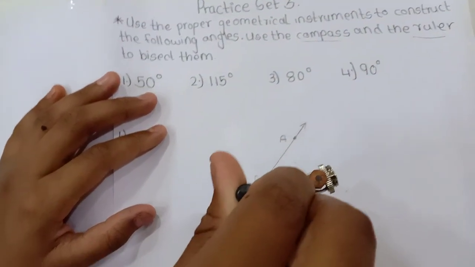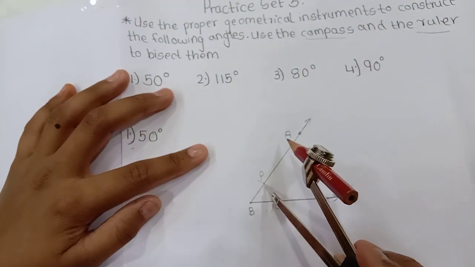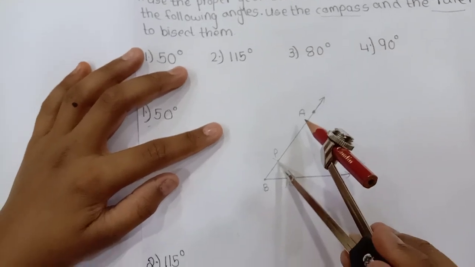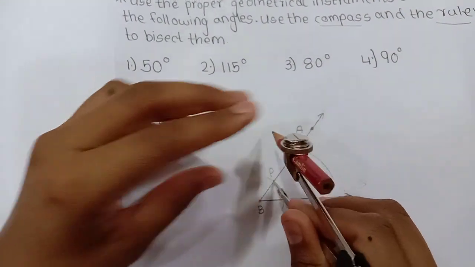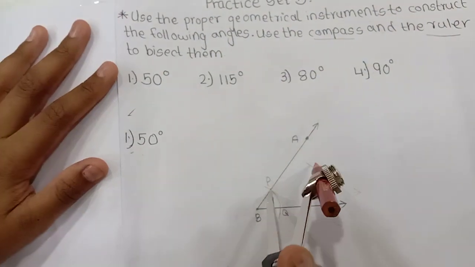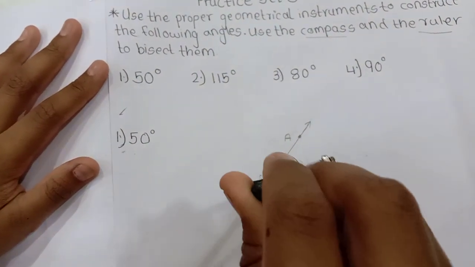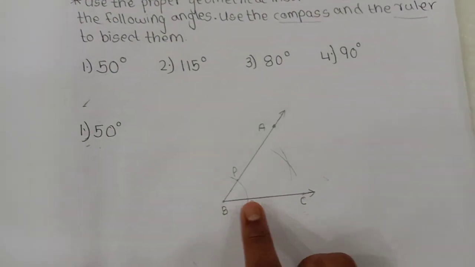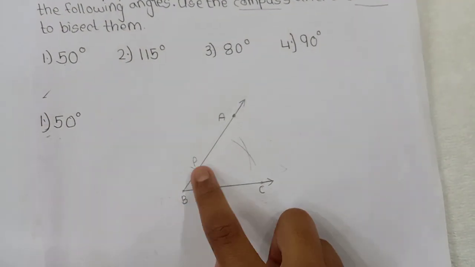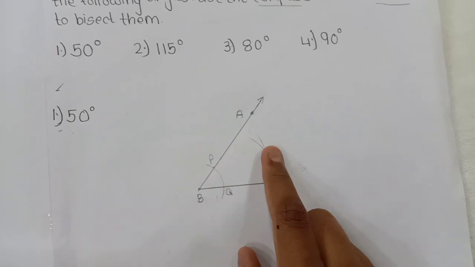So we made one arc. Now we are going to keep it at point P. Okay, P point you kept. We are going to make another arc here, like this. So now can you see the difference between both the arcs? Very good, because both are different, right?